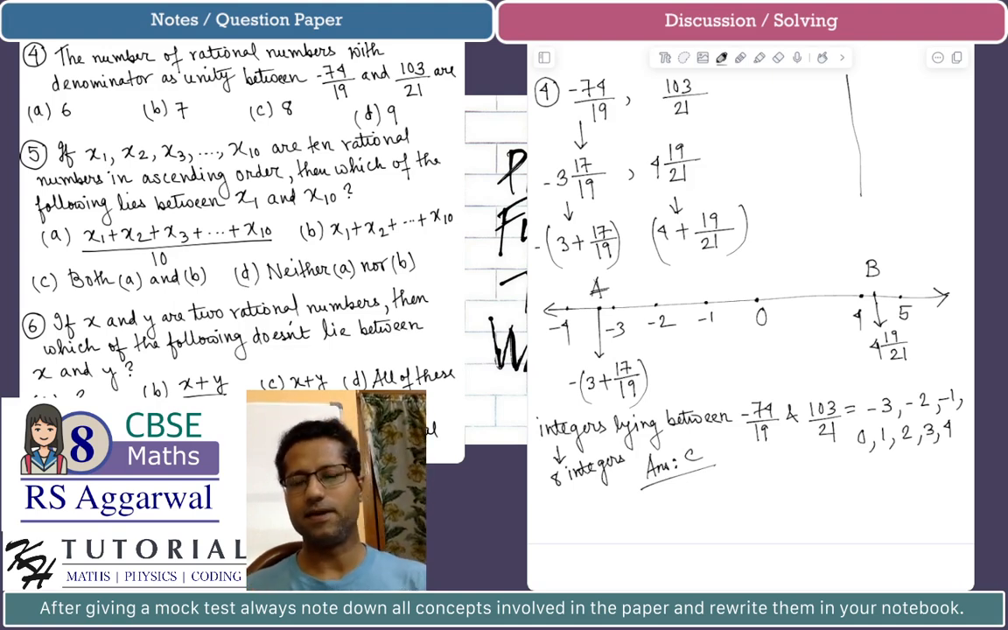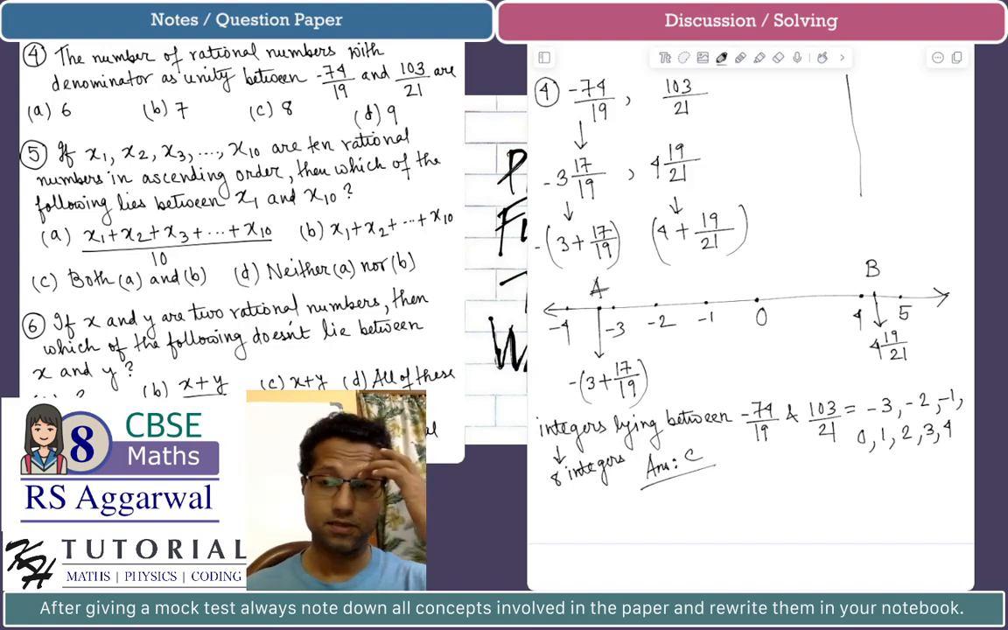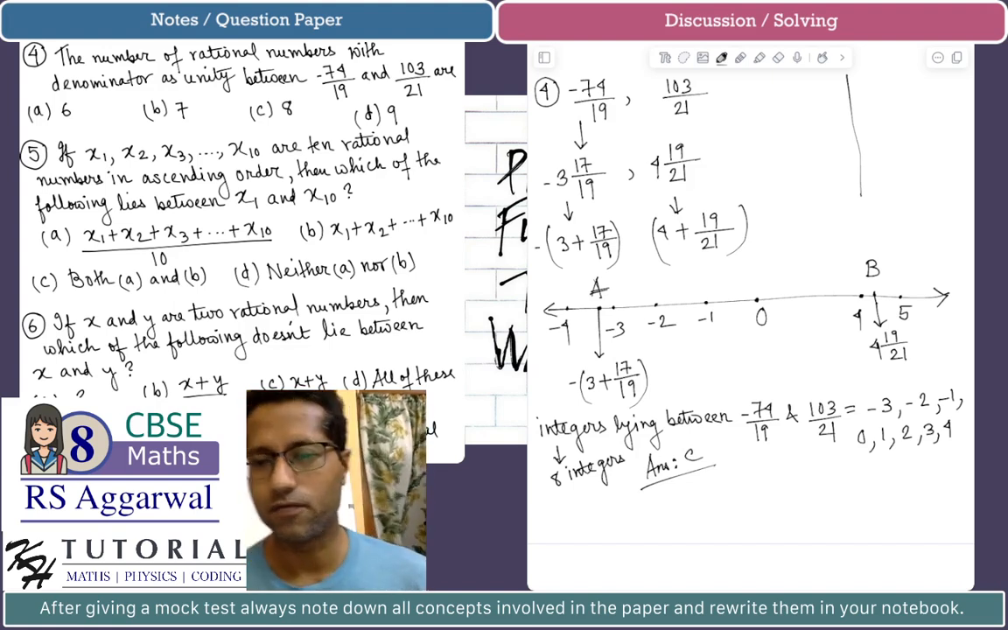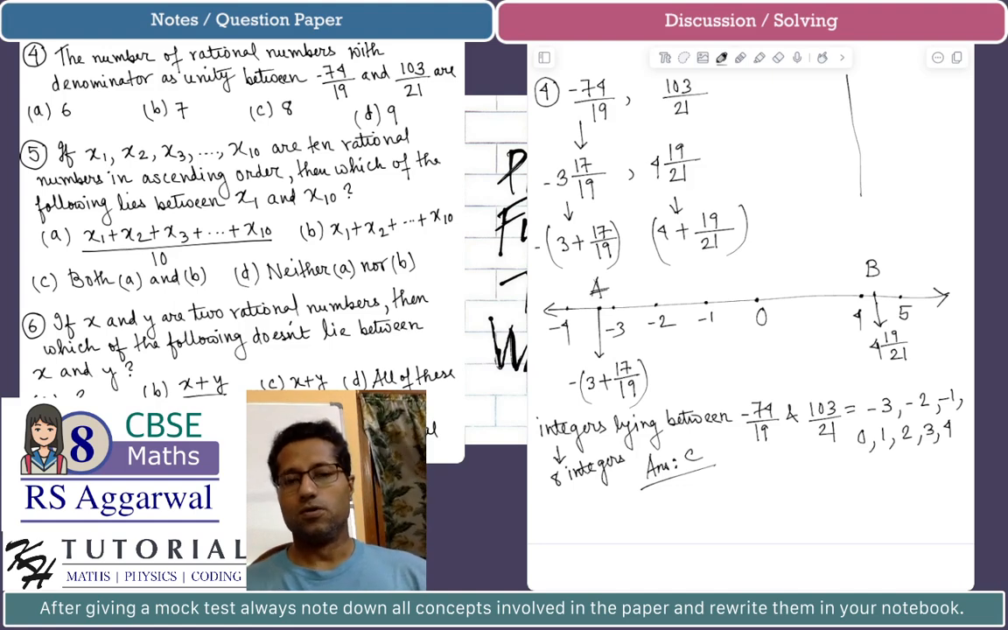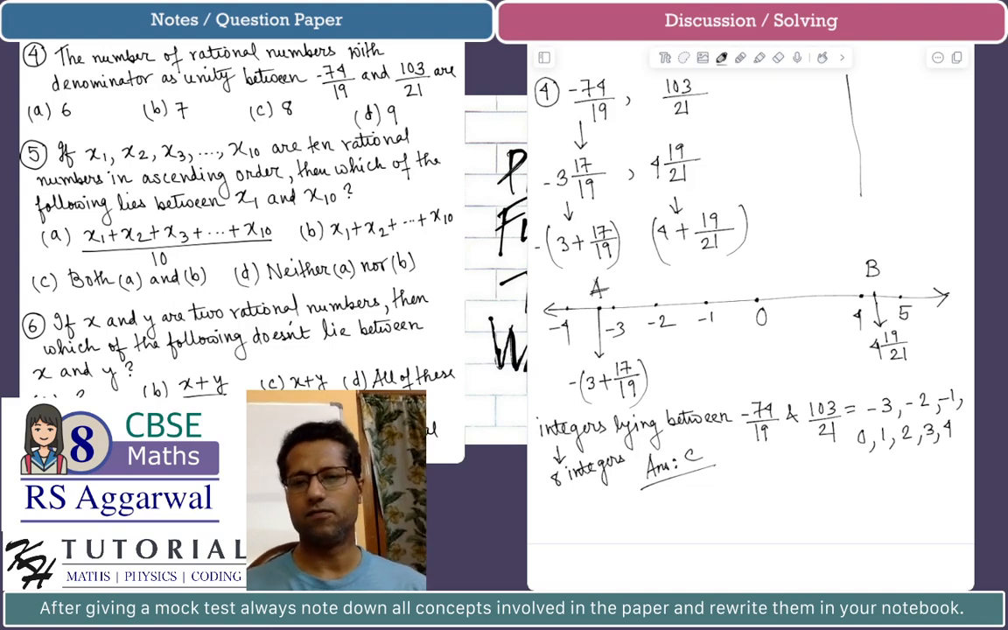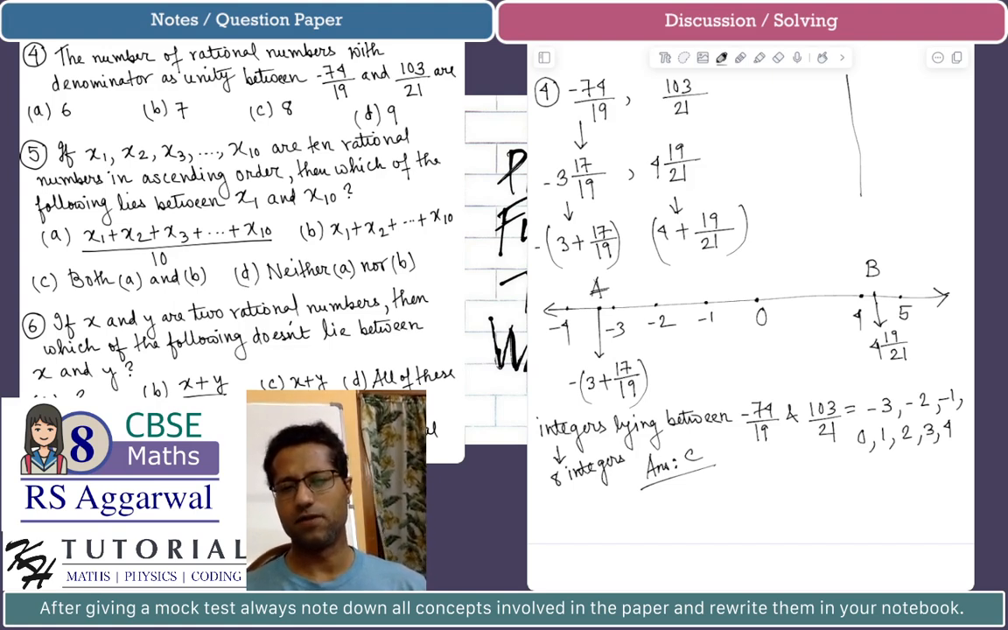So the concept we applied is that we were given two rational numbers in the form of mixed and improper fractions. So we have to convert them from improper to mixed fractions to see where these two rational numbers lie on the number line. Once we have converted minus 74 by 19 into the mixed fraction negative of 3 plus 17 by 19, we can approximately say that this negative number will lie on the number line between minus 4 and minus 3.